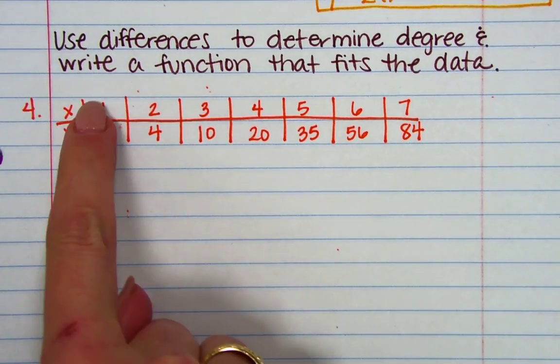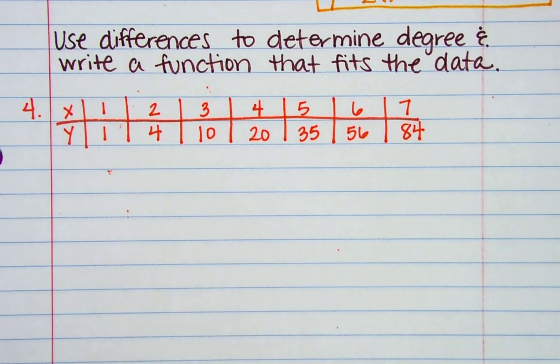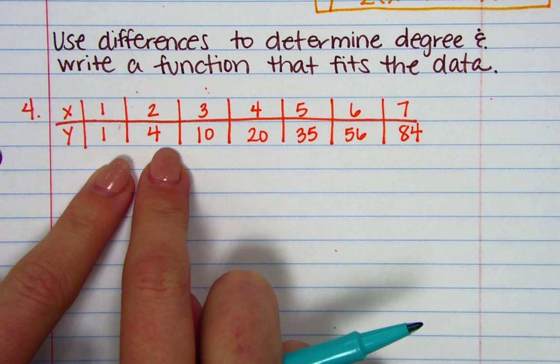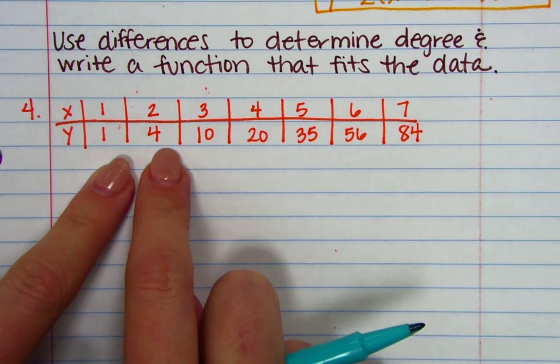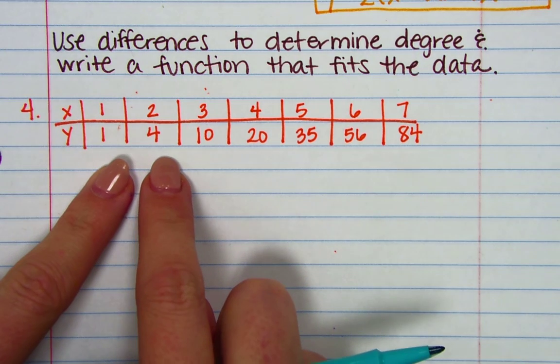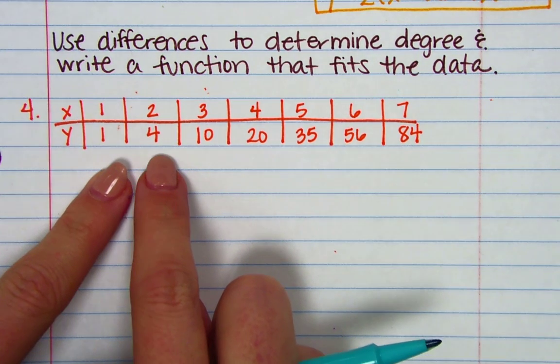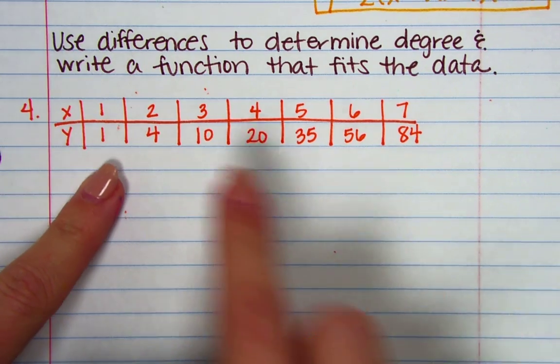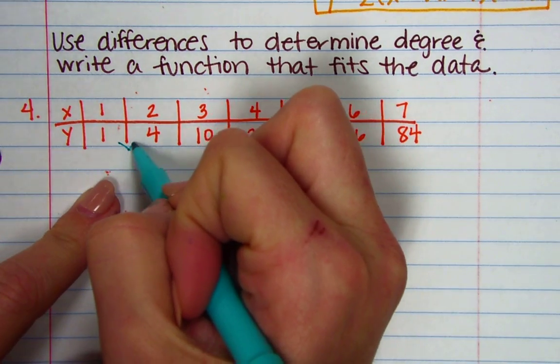Since the x's are just going 1, 2, 3, 4, 5, 6, 7, we're going to find the differences between the y's. The way that you do that is take the second number minus the first number. It's pretty easy when they're all positive numbers. When there are negatives, it gets a little complicated, so I might use the calculator. But again, we take the second number minus the first number. So use little triangles like this.